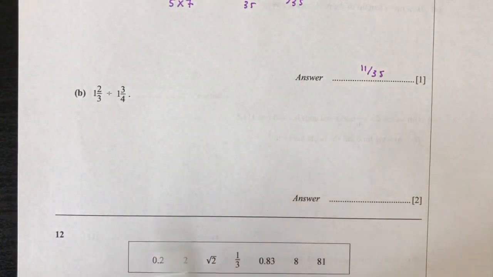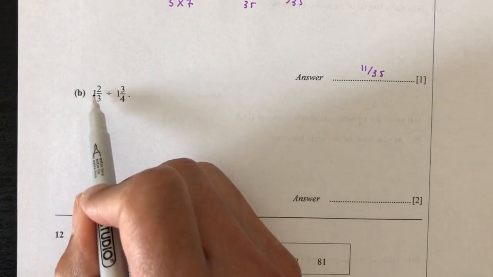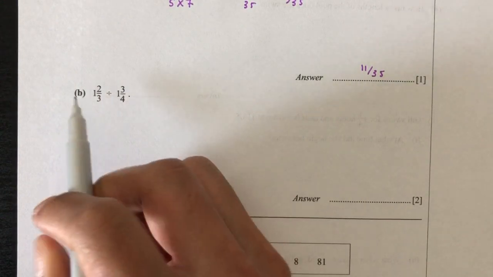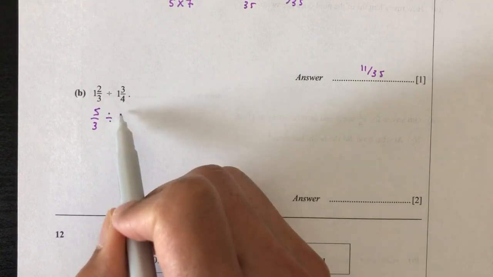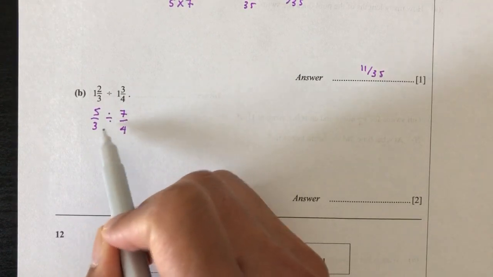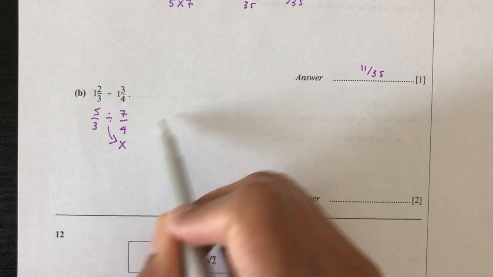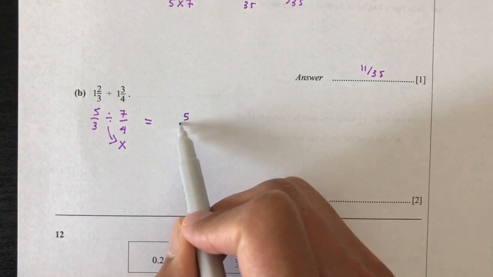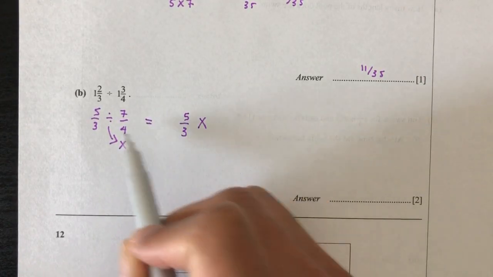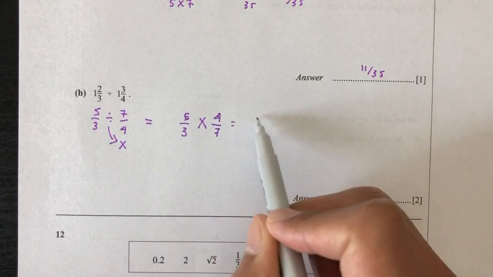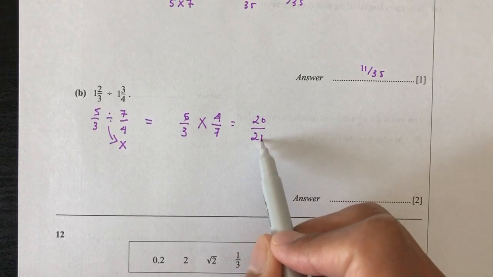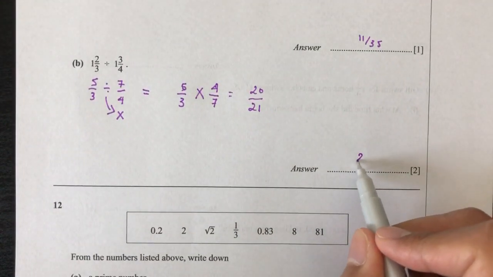Now for part B, we have to first expand those two. So 1 times 3 plus 2 is 5 over 3, divided by 1 times 4 plus 3, which will be 7 over 4. So we first have to change divide into multiply. So you will have 5 over 3 multiplied by, we flip this side, 4 over 7. 5 times 4 is 20 over 21. This will be your answer for part B.